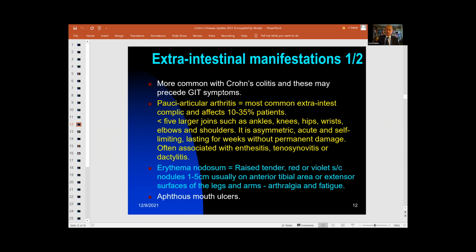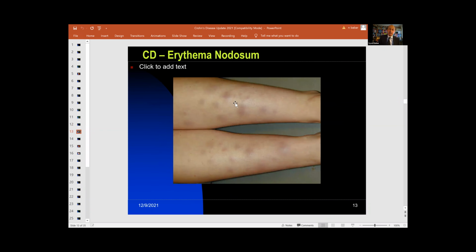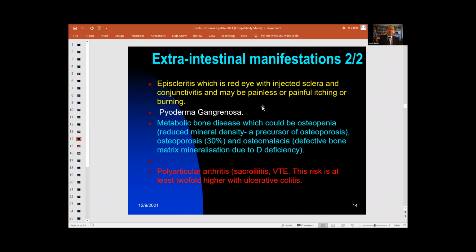Erythema nodosum, which occurs more often with ulcerative colitis than with Crohn's colitis, is a subcutaneous lump of a slightly dark sort of nature. Immune-related conditions such as aphthous ulcers are also common. So if you look at the anterior surface of the legs, you will see these dark spots, and they are raised above the surface and can be palpable. That is erythema nodosum.